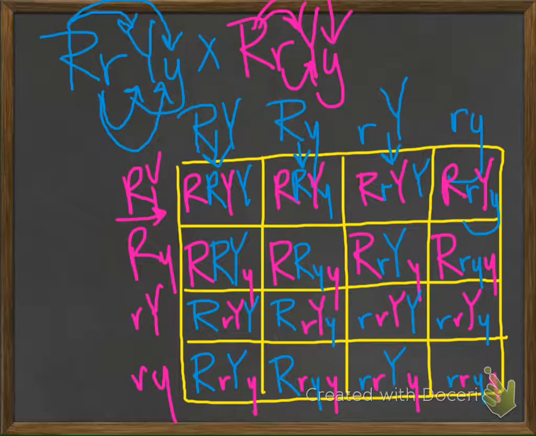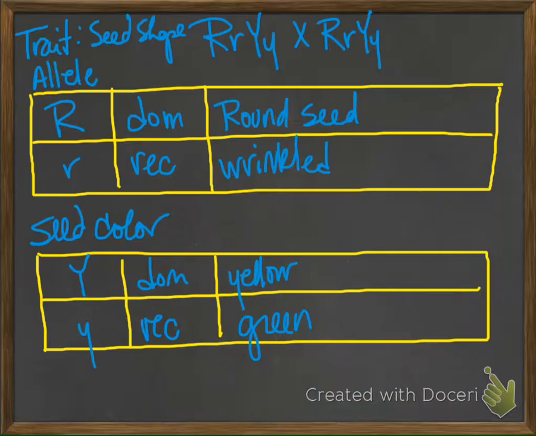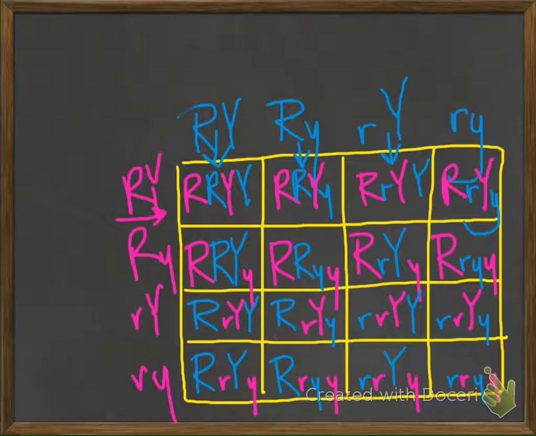Alright, so this is what your finished chart should look like. If we go back and look at this, we're going to come up with the possible combinations for dominant and recessive traits that offspring can have. So they can either be dominant for both. Let me use a different color so that we don't get confused. Dominant would mean round and yellow. So they have to have at least one round or one big R and one big Y.